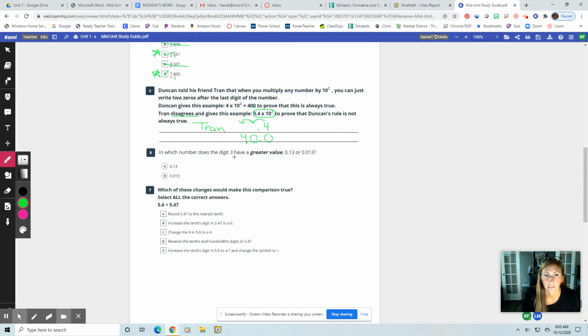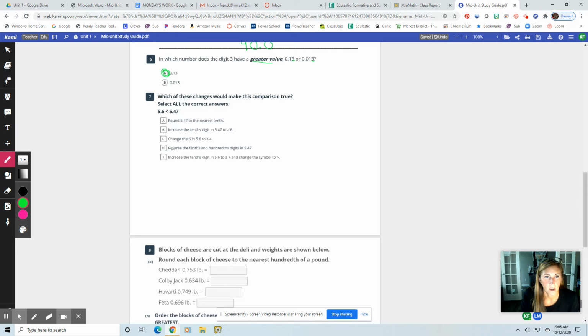In which number does the digit 3 have a greater value? So we have a 3 in the hundreds and we have a 3 in the thousands. So which one is greater? It should be A, the one that has the 3 in the hundreds, because the more you move to the right, the smaller the value gets. All right, almost done here.